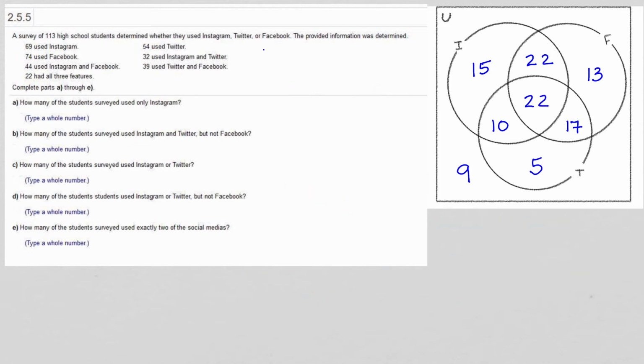Okay, so the first question says, how many of the students surveyed used only Instagram? So what I'm looking for, here's my circle of Instagram, but in this section, and this section, people used other forms of social media as well. So these people used also Facebook, these people used also Twitter, and these 22 used all 3. So I don't want to count any of those. I only want the 15 right here. So that's going to be 15.